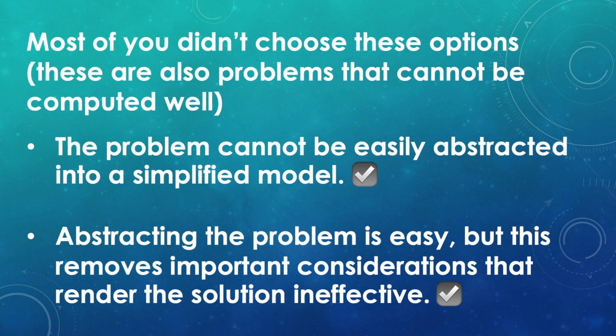The first says, the problem cannot be easily abstracted into a simplified model. Now recall the lecture. The purpose of abstraction is to remove irrelevant details so that you can model the problem and devise a plan in order to solve it computationally. If you cannot abstract the problem easily, you can't create a good model, and you'll find that you have problems trying to apply computational reasoning to solve the problem and compute it well.